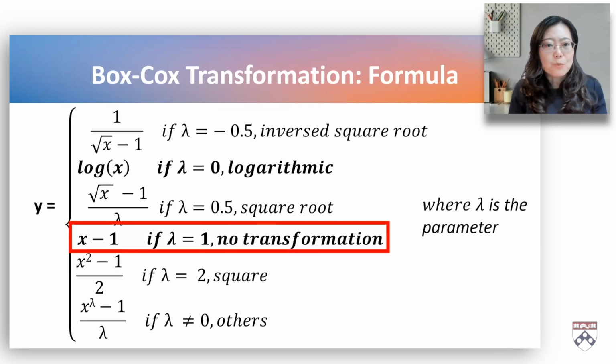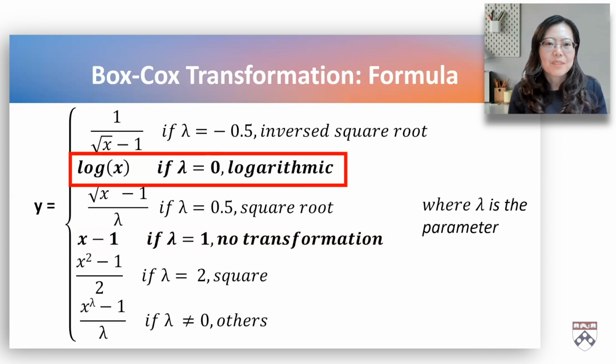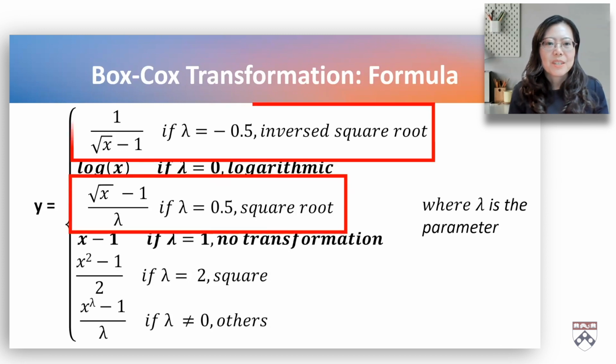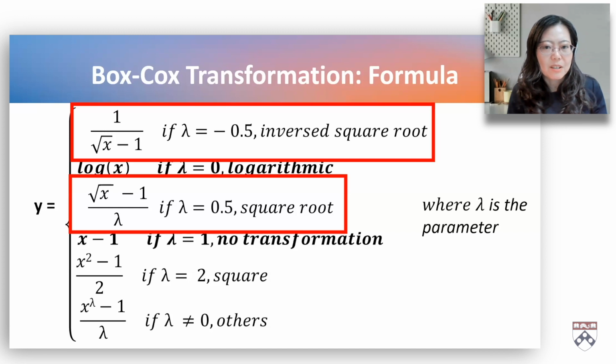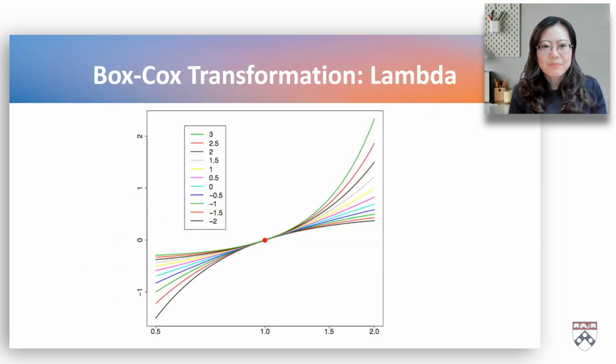If lambda is 1, there is no transformation. If lambda is 0, it's a log transformation. If lambda is 0.5, it is a scaled and shifted version of the square root transformation. If lambda is negative 0.5, it is an inverted square root transformation.